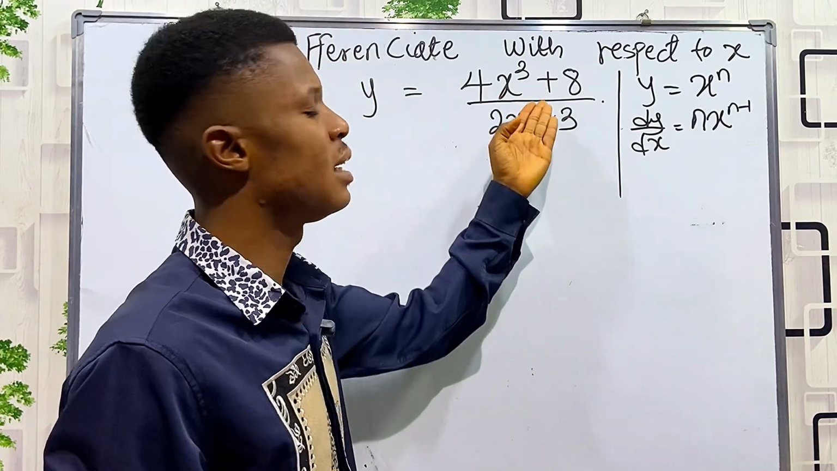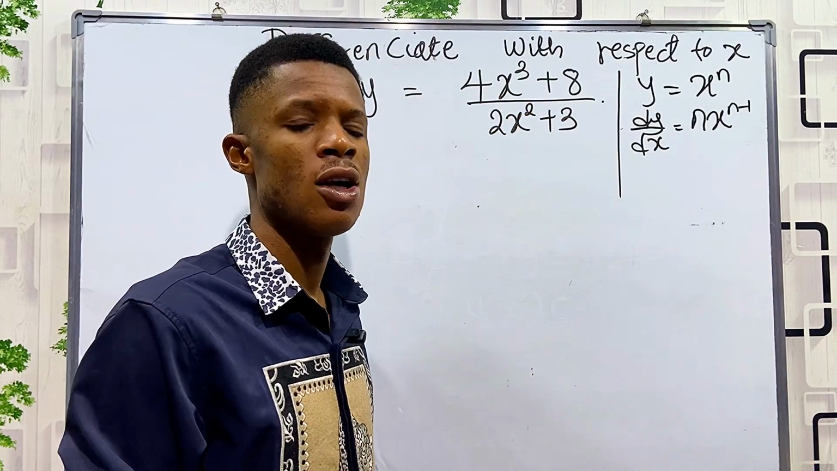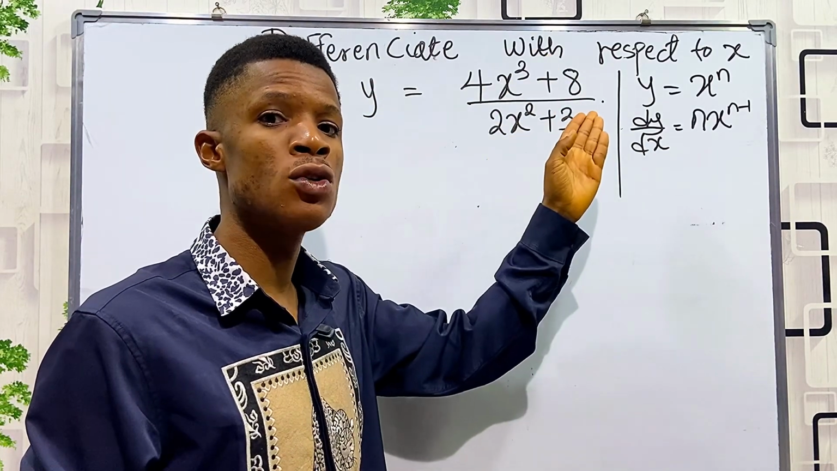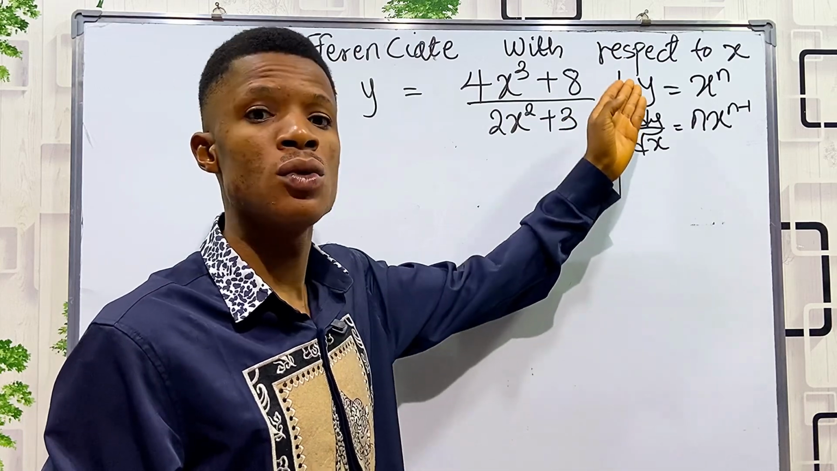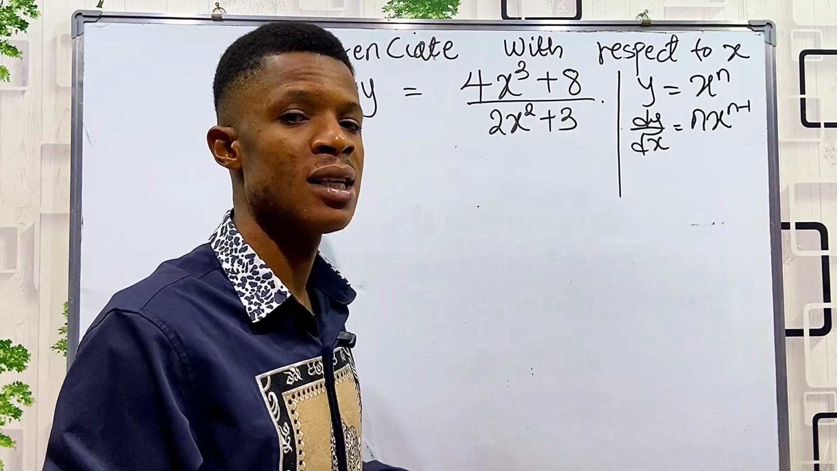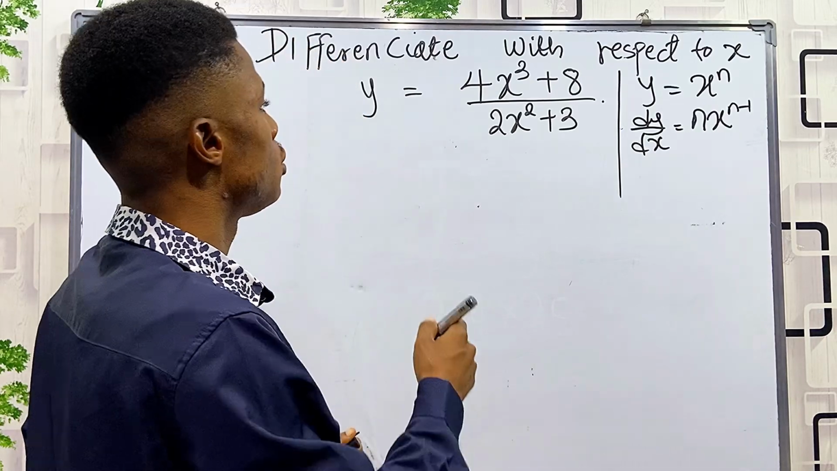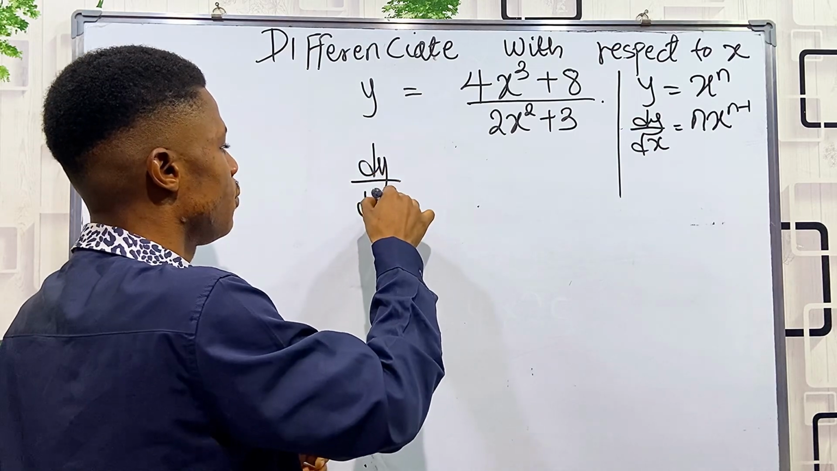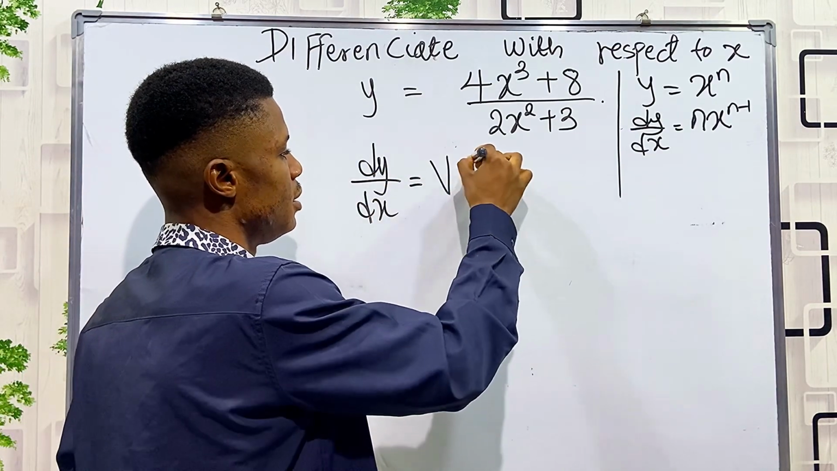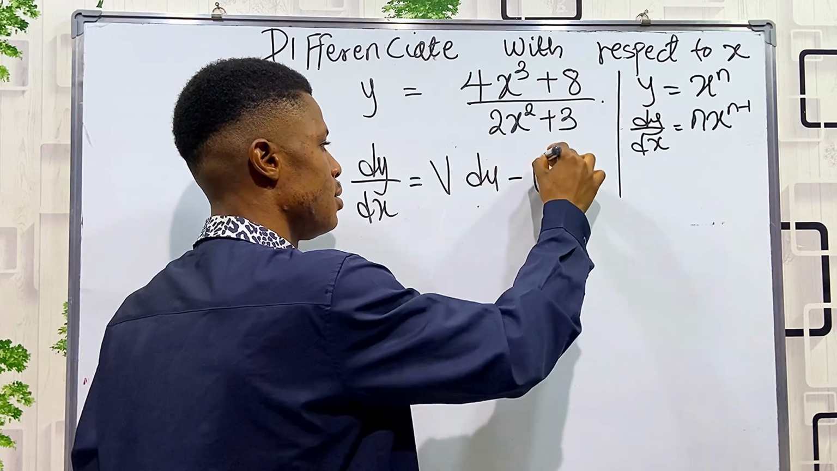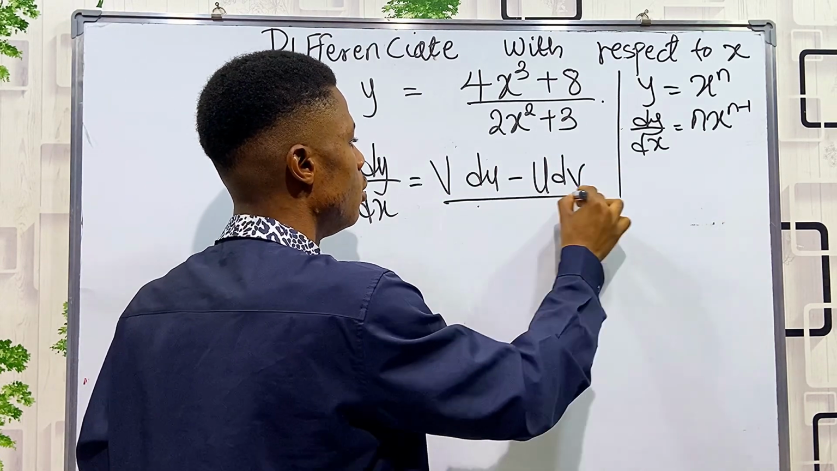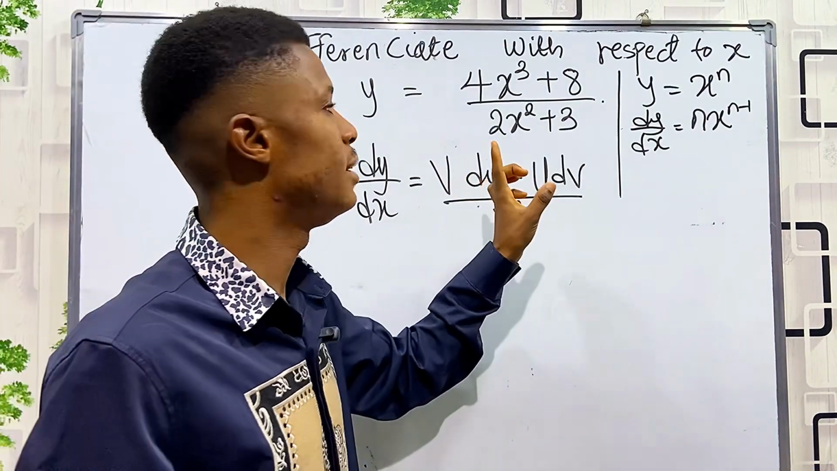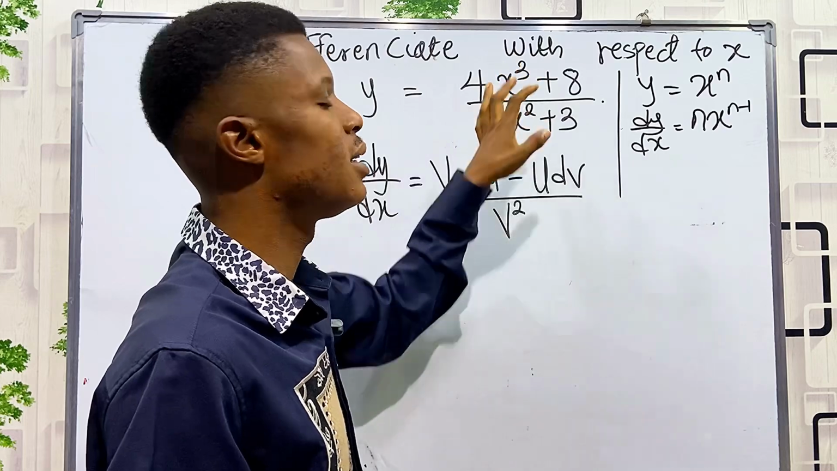But here we are having a fraction. That means a quotient. To differentiate y with respect to x, we are going to use the quotient rule. To use the quotient rule, it is very simple. The formula is dy/dx equals v du minus u dv, all over v squared. So we are going to define the u and the v from this given function.